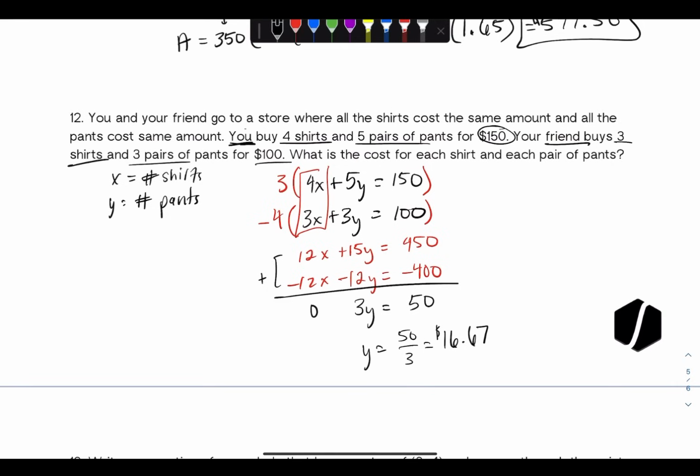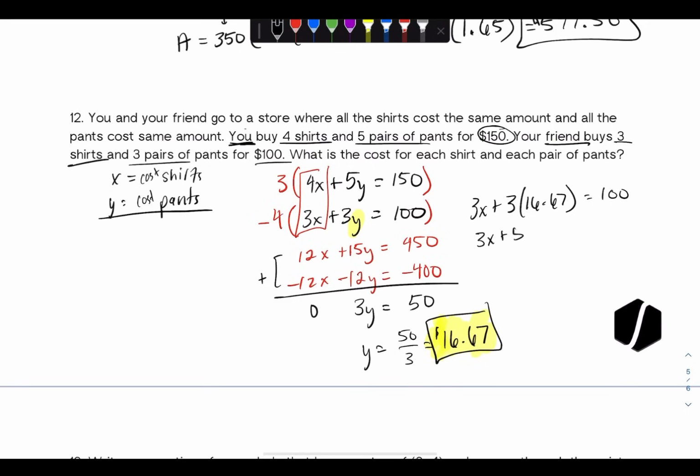So remember, what does y represent? That represents the cost per pair of pants. All right, now we're going to take 16.67 and plug it back into one of the equations we have. Let's plug it into that one there. So we have 3x plus 3 times 16.67 equals 100. And 3 times 16.67 is 50.01.